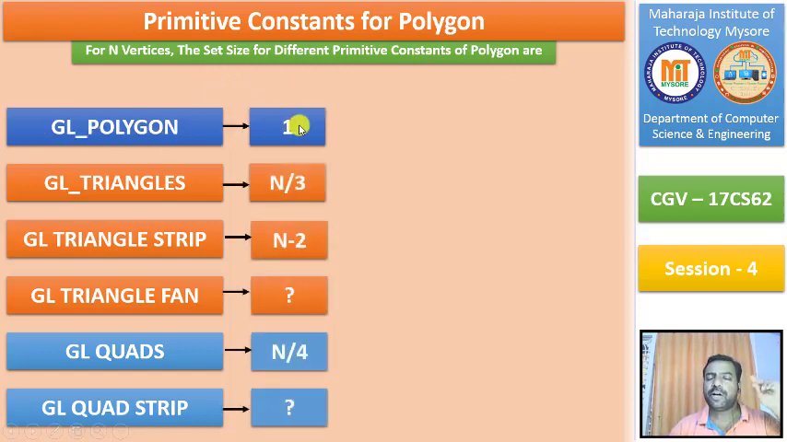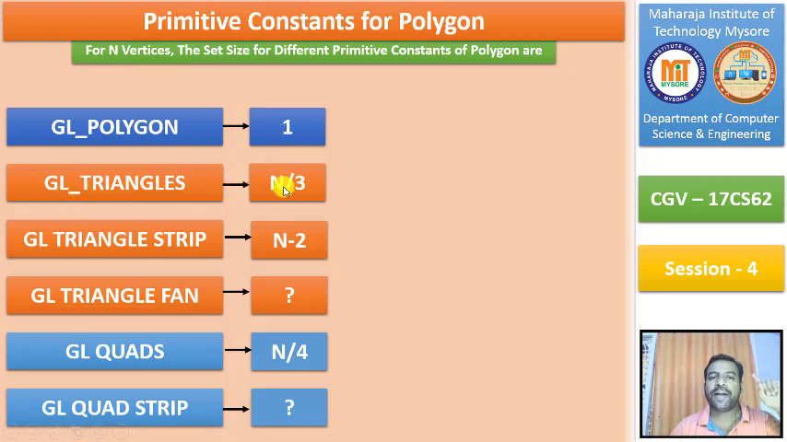If it is GL polygon, it's always 1. I'll be having only one set of polygon. There is nothing called connected, there's nothing called unconnected. If it is 3 points, I get a triangle. If it is 4 points, I get a quadrangle. If it is 5 points, I'm going to get a pentagon. Hence, whatever the n value is going to be, I'm always going to get only one. The set size is going to be only 1.